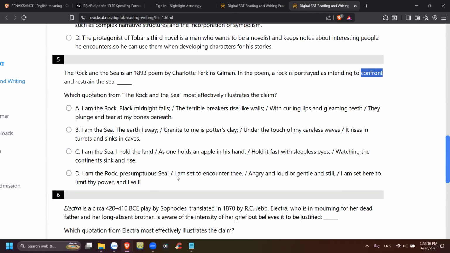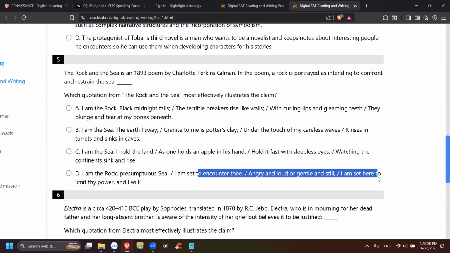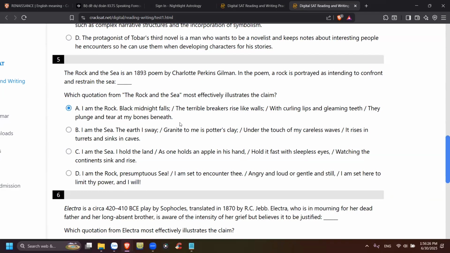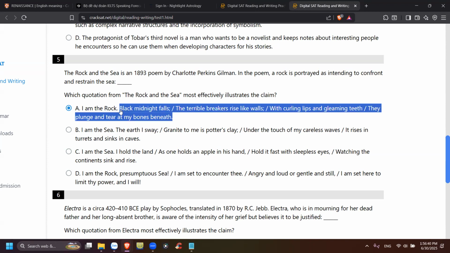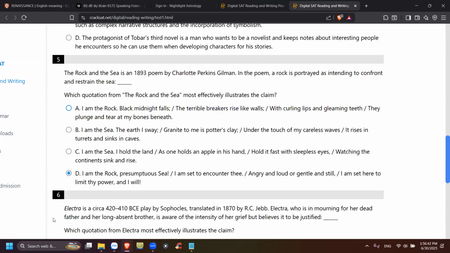So "I'm set to counter the sea" means to confront. "I'm set here to limit thy power" means limit, restrain, right? Yes. But how about A? A is more like he's a victim. Like Rob is a victim, affected. "Curling lip and gleaming teeth, they plunge and tear at my bones beneath." It's like a victim, right? Yeah, correct. So it is D. Very good.